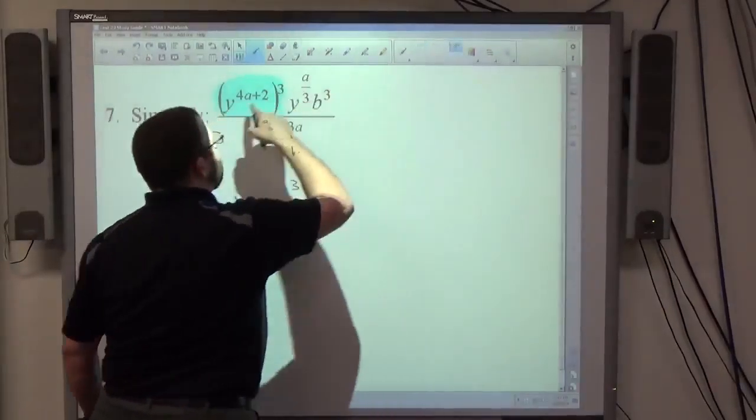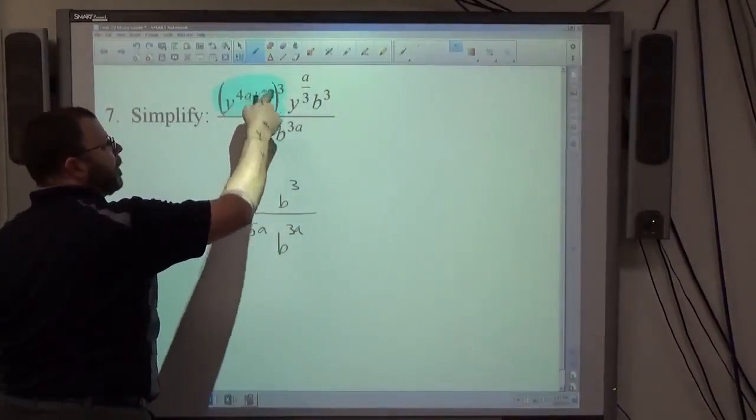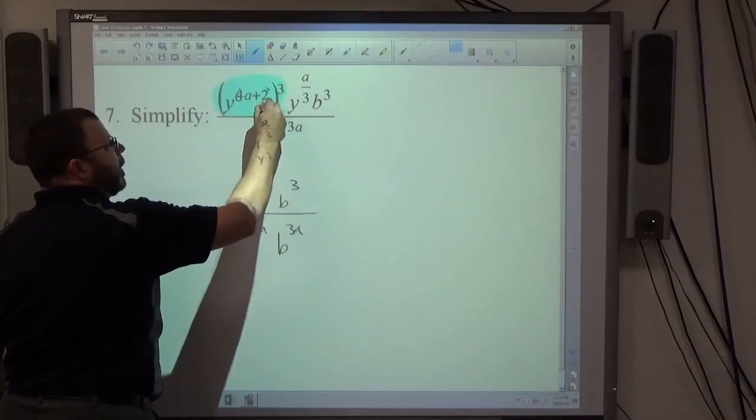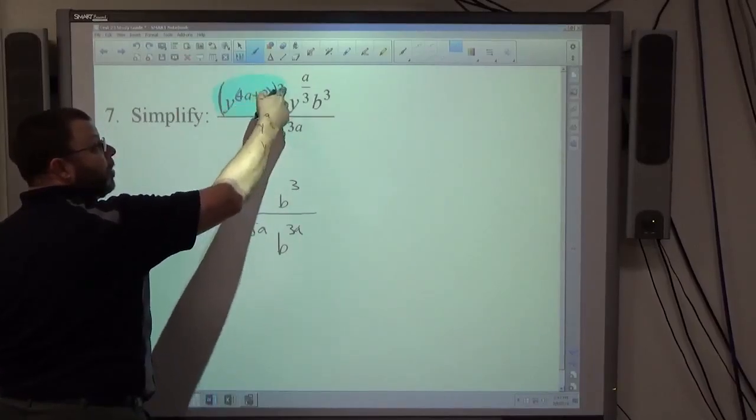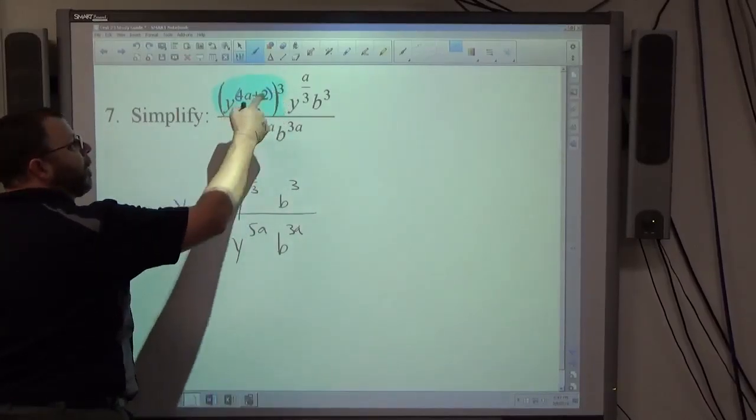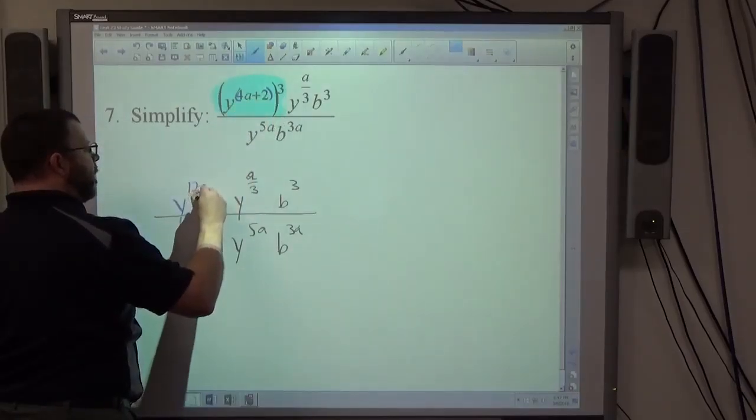And I'm going to simplify this by multiplying the power times the power. This power is understood to be, in parentheses, times 3. So I'm going to multiply 3 times both pieces. I get 12a plus 6.